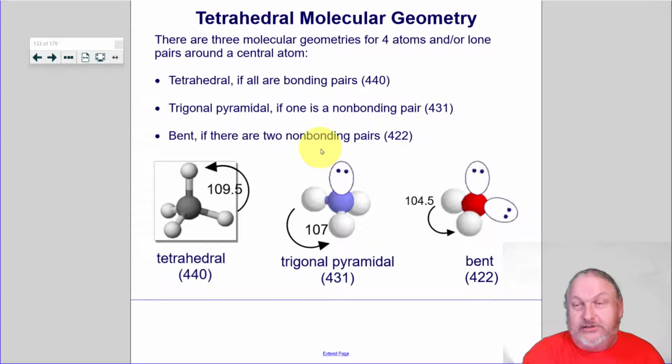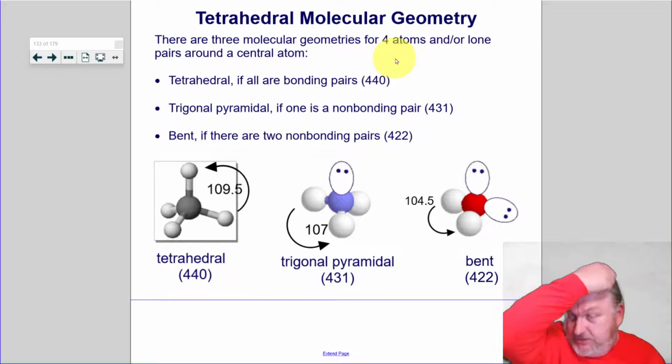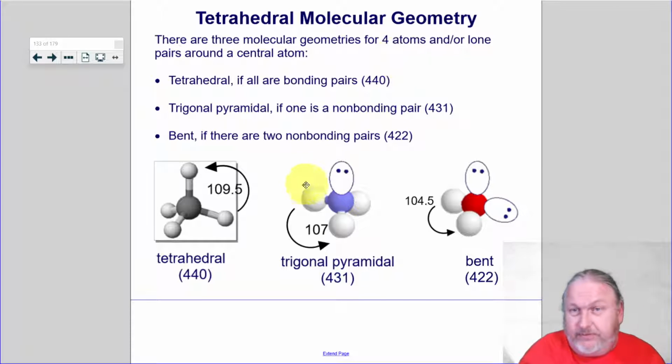All right, now let's look at tetrahedral. And so we've got three geometries, if we have four atoms and our lone pairs around the atom. So let's look at these. A tetrahedral, that's like CH4 methane. We've got a model of that in class. If they're all bonded, you're going to have an angle of 109.5. There's the VSEPR number. Or if we have a lone pair and three bonded pair, that will be trigonal pyramidal, is what we call it. And their angles are going to be 107.